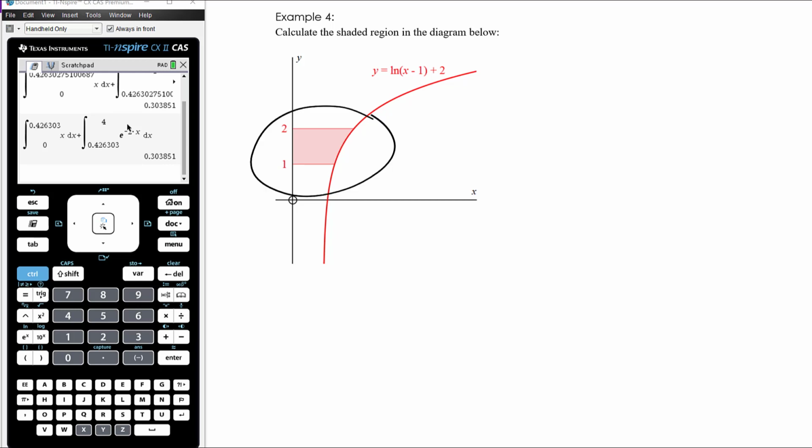Now, if we want to calculate this shaded region, we could, and it would be possible, we could work out the coordinates of this point, the x coordinate of this point, and we could split this into a rectangle here and then a small region between two curves. We'll talk about how to find areas between two curves later on, but we actually shouldn't need to do this.